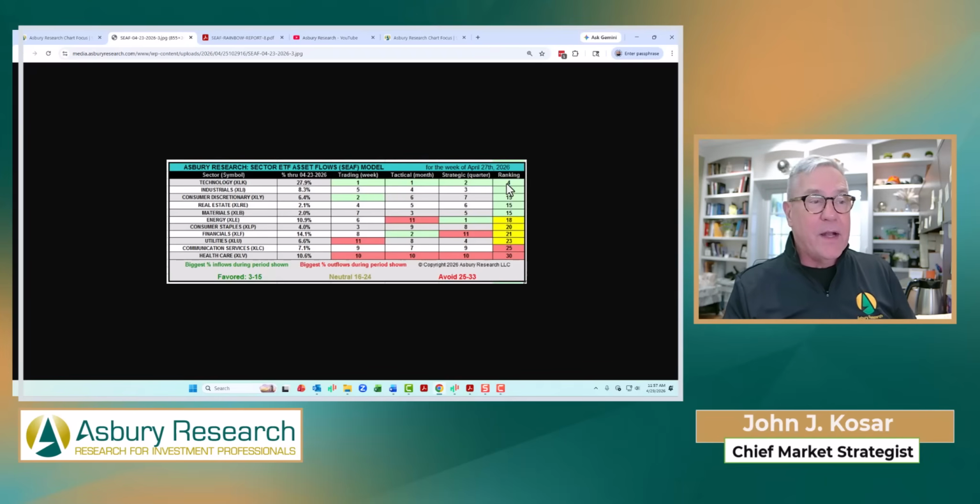On the flip side, you can see healthcare down here is 10, 10, and 10 all the way across. It means it's the second fastest money going out of any particular sector, and you get a composite ranking score here of 30. We update this every week on the weekend, so we can actually watch the money moving around.